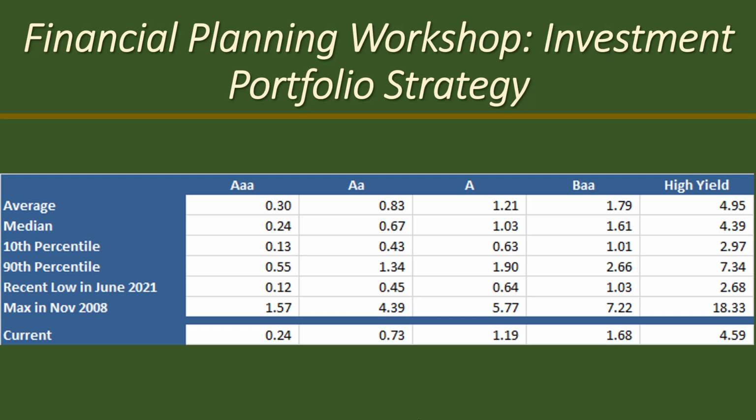AA as well is below its average, but slightly above the median. Single A is right at its average and a little bit above the median. Triple B, again, below its average, but above the median. And to me, the most concerning is high yield, which is really right in line with its history, below its average, but above the median. This is not a time where corporate bonds look particularly cheap. They don't look expensive, but they don't look cheap.